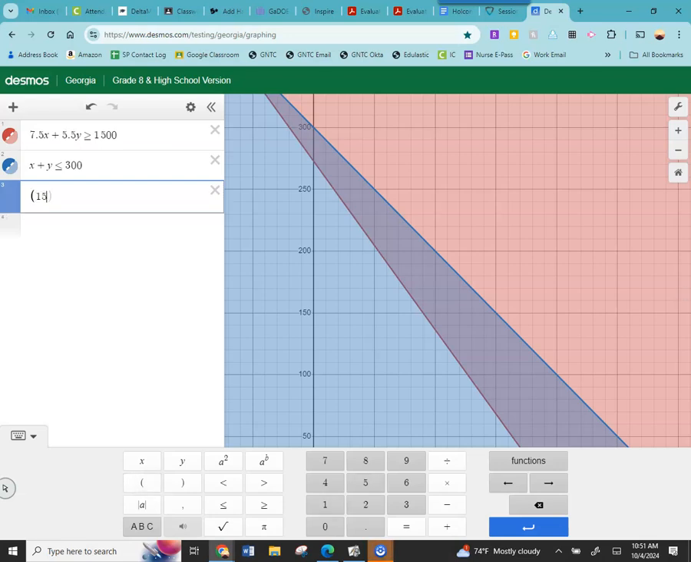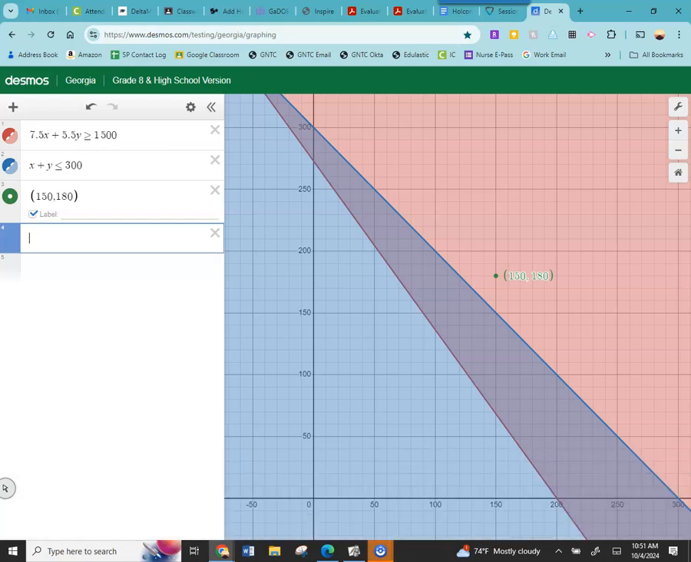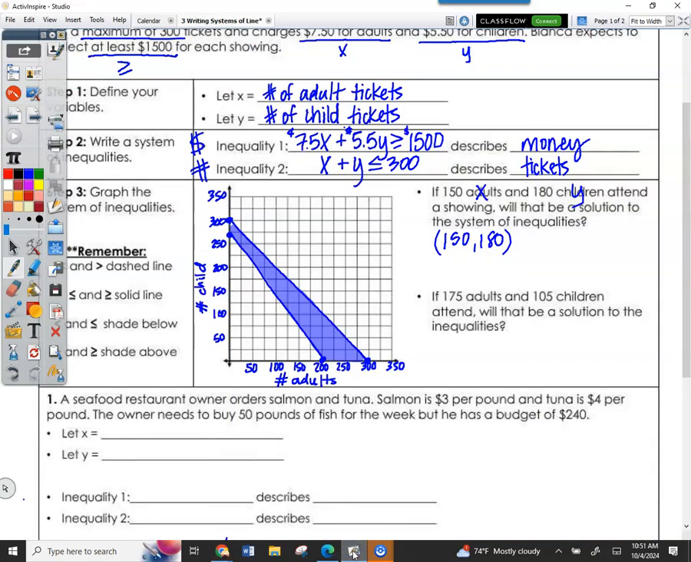All right. 150, comma, 180. And then enter. Label. Look where 150, 180 appears. Is it in your feasible region? No, it is not a solution. It is in a shaded region, but it's not the double layer, which is the feasible region. So we would come over here and we would say no, not a solution. Now I need you to check 175 and 105.